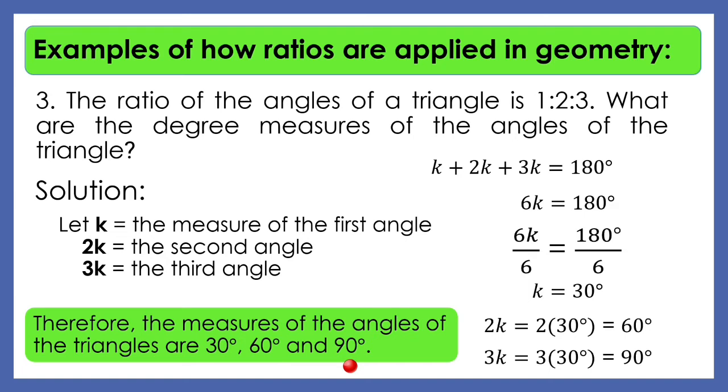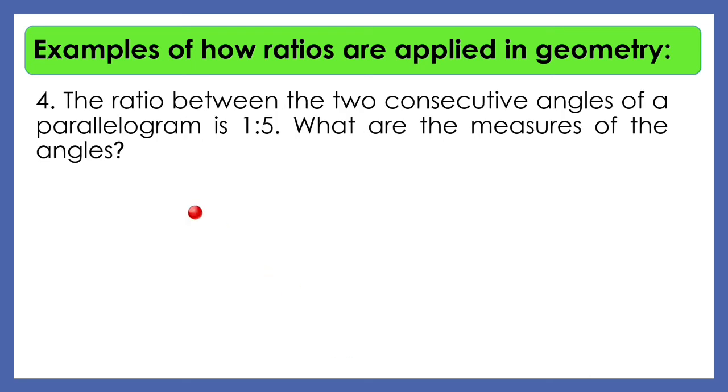Let us have another problem involving ratio. The ratio between the two consecutive angles of a parallelogram is 1:5. What are the measures of the angles? Ang given sa ating problem is parallelogram. So, recall natin yung mga properties ng parallelogram. Since ang given sa ating problem is two consecutive angles of parallelogram which has a ratio of 1:5.